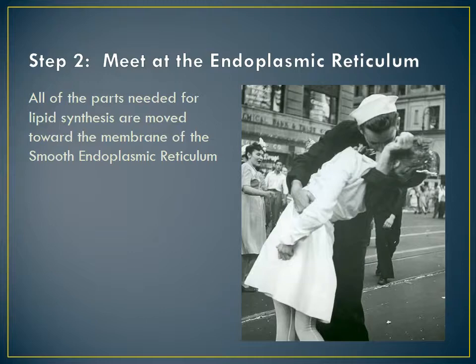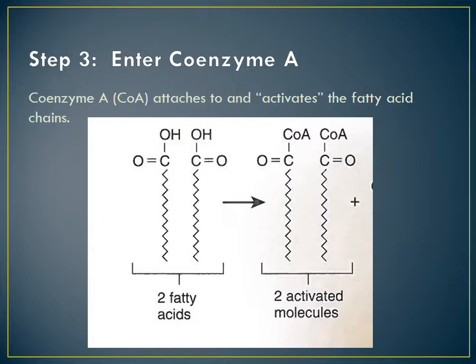So meeting up at the endoplasmic reticulum. From there, you end up with an enzyme called coenzyme A. It's going to attach to the fatty acid chains. Remember, phospholipids have 2 fatty acid tails. You need to get this coenzyme A to attach to them, and that turns them on. It activates them.